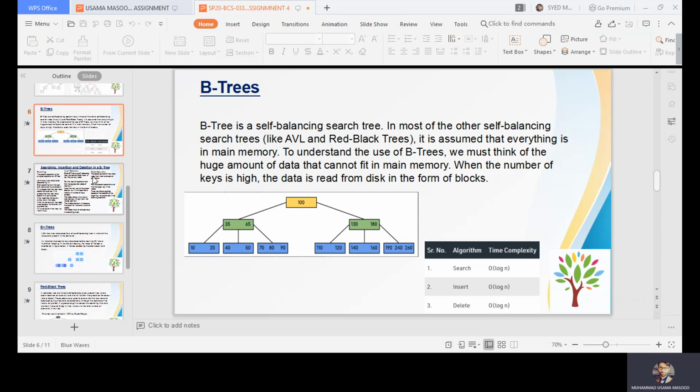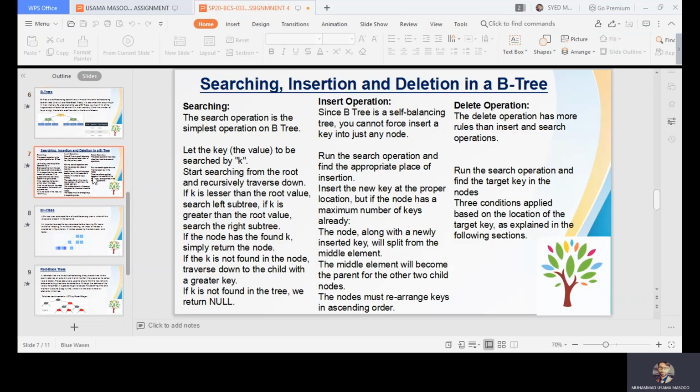While looking at the searching, insertion and deletion processes of B-trees, the search operation is the simplest operation. The insert operation in a B-tree, which is a self-balancing tree, cannot force you to insert a key into just any node. And the delete operation has more rules than insert and search, and it seems to be more tricky than the searching and insert operations.